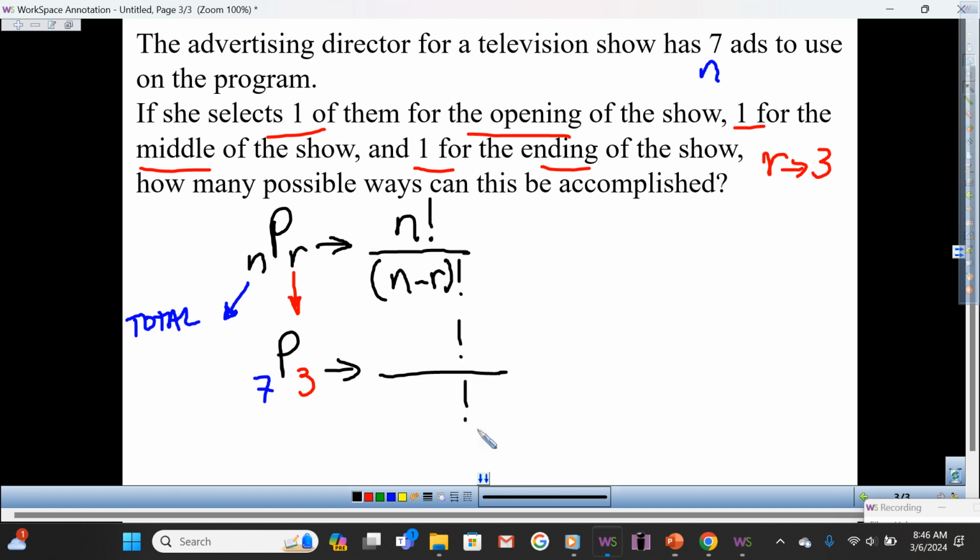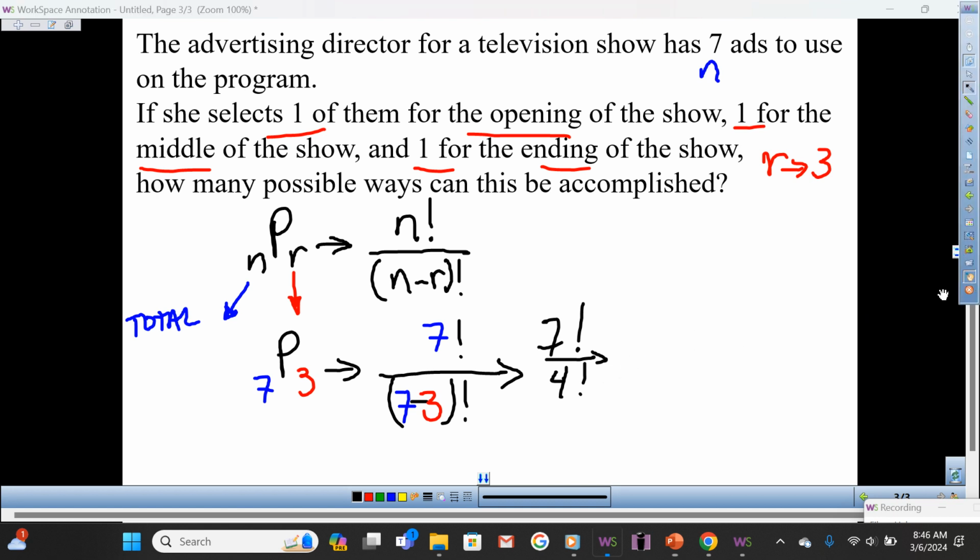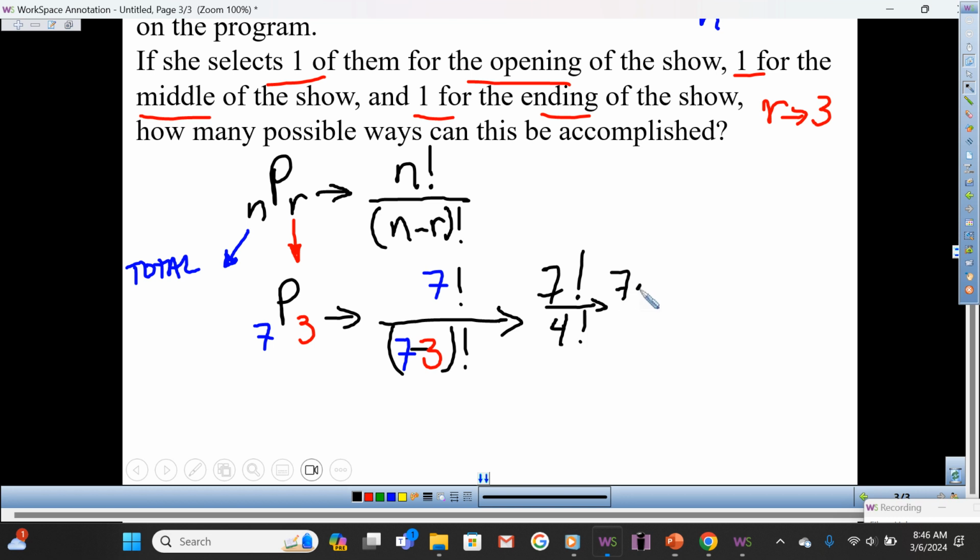Therefore, seven factorial. And then underneath, we got seven minus 3, so this is 7 factorial over 4 factorial. So let's use the little shortcut that I showed you. Look up. 7 times 6 times 5 times 4 factorial over 4 factorial. Do you guys see it? If you don't, then write it out. Write it completely out. Times 3 times 2 times 1. 4 times 3 times 2 times 1. Therefore, 4 factorial over 4 factorial is 1.